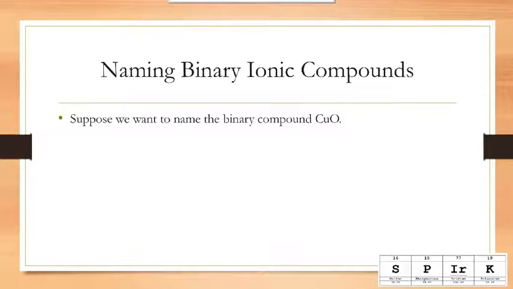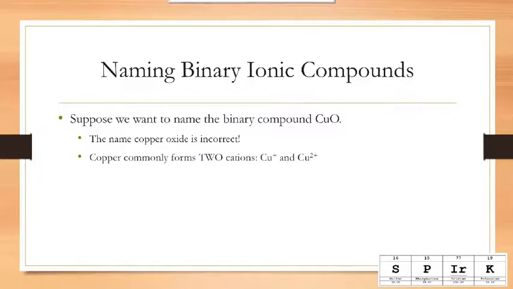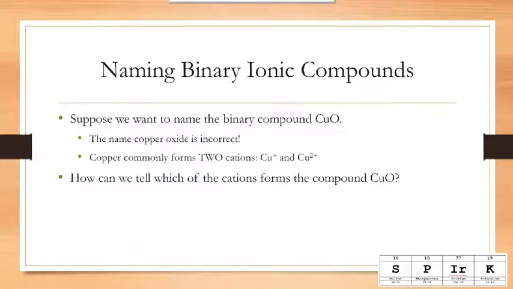So let's suppose we want to name the binary compound CuO. The name copper oxide would be incorrect, because copper commonly forms two cations, right? Cu+ and Cu2+. And we know this from that big chart that we had to study from. So how can we tell which of these cations forms the compound CuO? How do we know if that's Cu+ or Cu2+?